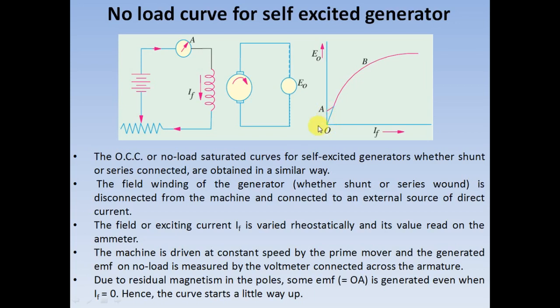So it's very clear that, comparing with the characteristics of the separately excited DC generator, the OCC here starts a little way up, that is from this point A, like this. It doesn't start from the origin just like that of a separately excited DC generator.